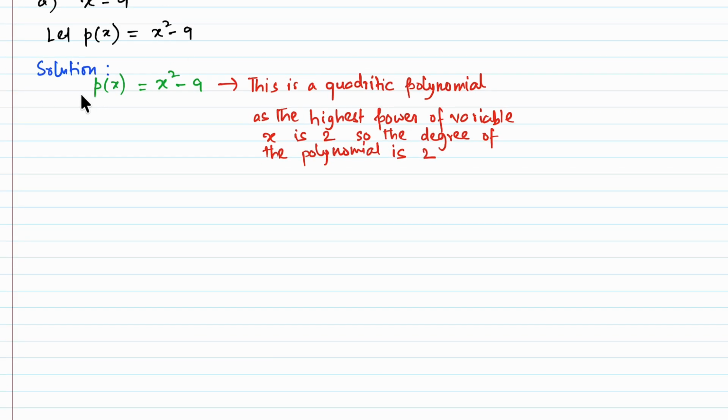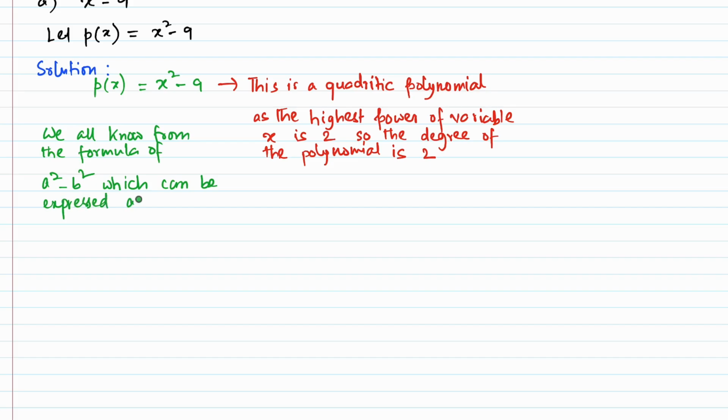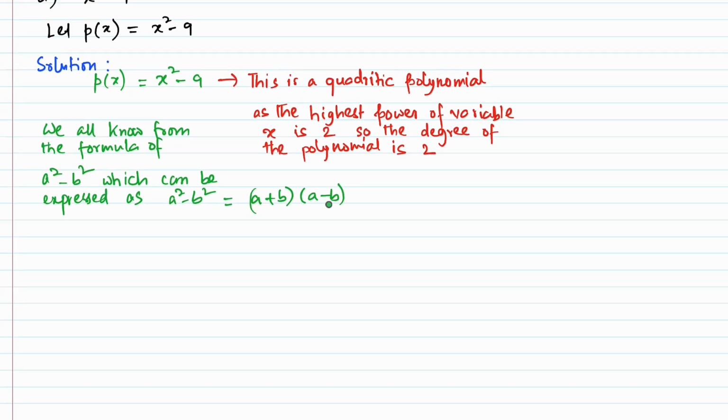Hence it is quadratic. Now, we all know from the formula that a square minus b square can be expanded as a plus b into a minus b. So if you see, x square minus 9 takes the similar form.